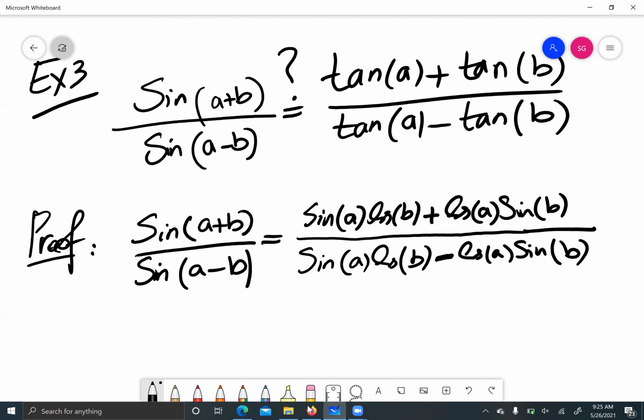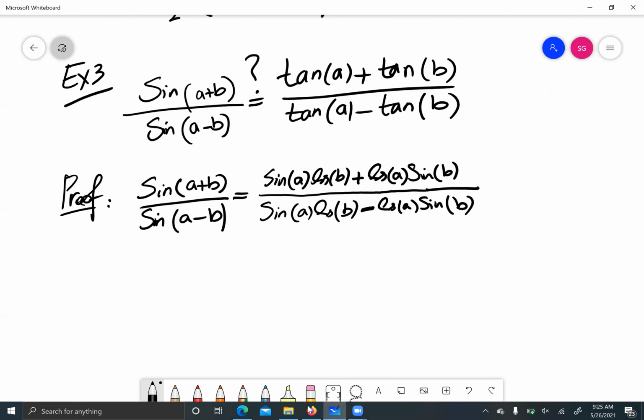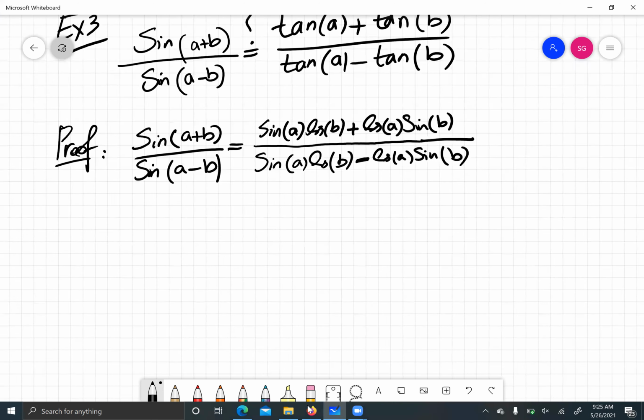So here I just applied the sum and difference identity. So far, it's not clear how to move forward to get tangent. So I'm going to stop at this step and start simplifying the right side.